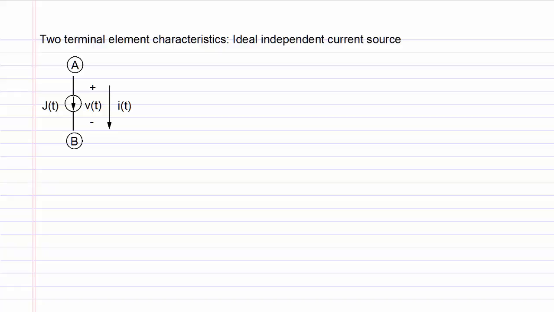It is customary to show the current I of t flowing through the source to be in the same direction as the arrow, which is given as part of the symbol, and the voltage, following the passive sign convention, will have the polarity as shown on screen.